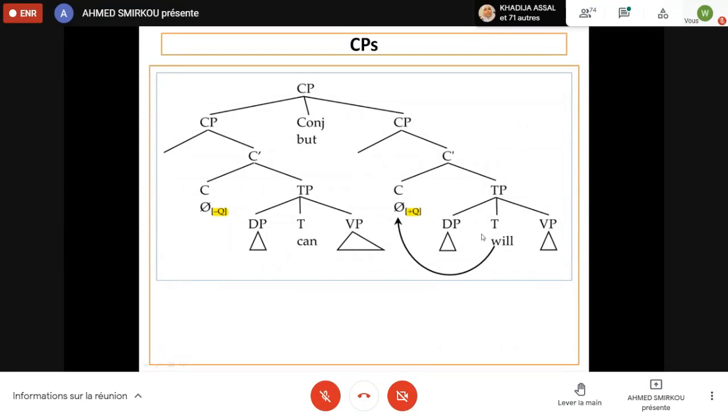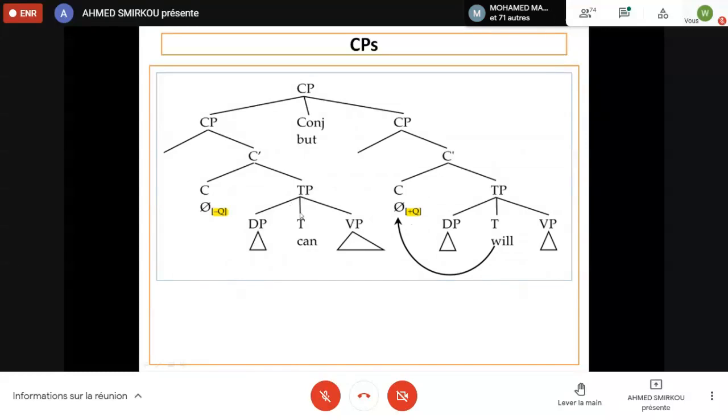This is a question, but remember, we don't draw it as a question first, but as a statement. So you, under DP, and will here, and here the VP, drink. But this is a question. We have to get the order of the question, so we have to move T to C to make it a question. Okay, so will must move here. Now it becomes will it drink. This has plus Q because this is a question. This has minus Q. This is not a question.